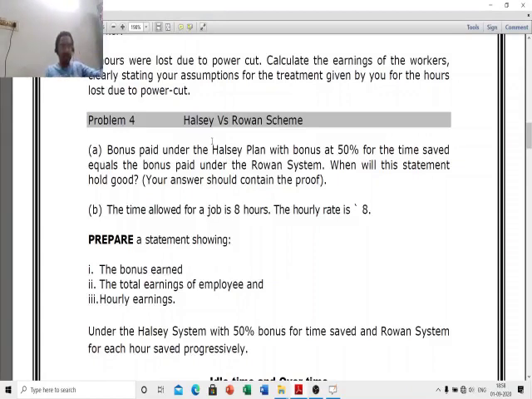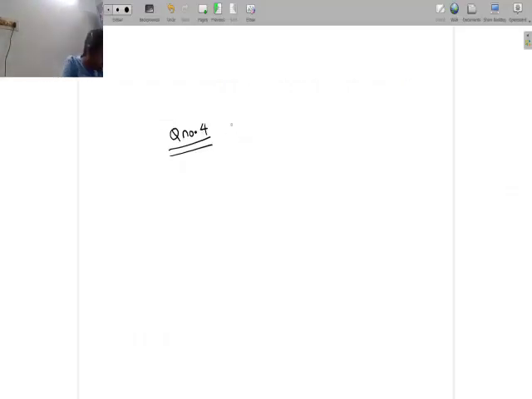let's say there is worker A and there is worker B. Worker A is paid wages based on a Halsey plan, worker B is paid wages based on Rowan plan. Let's say everything else is the same. When will both of these people be eligible for the same wages? This is what the question is asking. Now let's try to go about it for a proof for that.